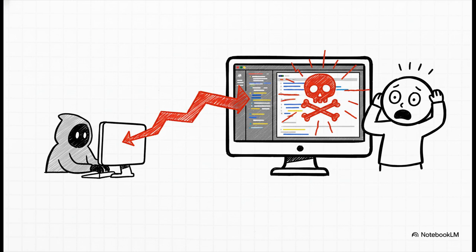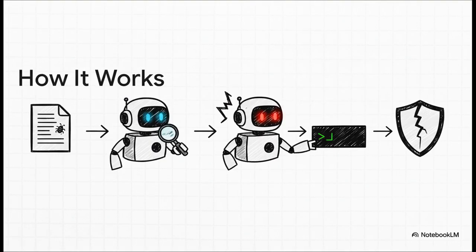First up, we've got the big one, remote command execution. I mean, this is the ability for an attacker to run whatever malicious code they want directly on your machine, all through your IDE. So here's how it works. The AI has a tool that lets it run terminal commands, right? Simple enough.